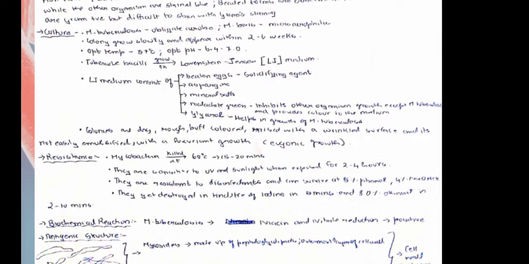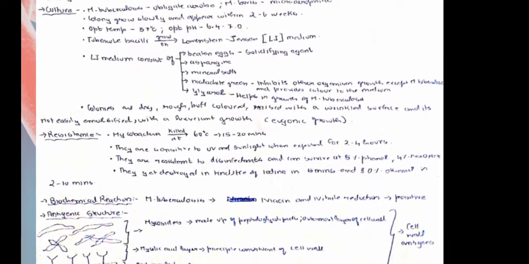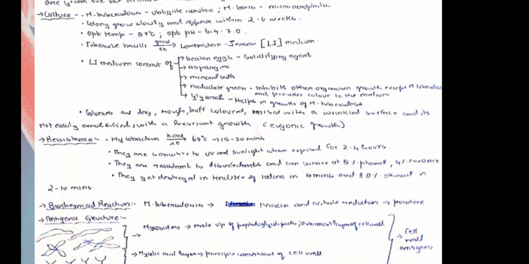The colonies are dry, rough, buff colored, and raised with a wrinkled surface, and not easily emulsified, with a luxuriant growth, that is, it's eugonic growth. Coming to the resistance, as each organism shows some amount of resistance, Mycobacteria are killed at 60 degrees Celsius in 15 to 20 minutes. They are sensitive to UV light and sunlight when exposed for approximately 2 to 4 hours. They are resistant to disinfectants and can survive in 5% phenol, 4% NaOH, etc. They get destroyed in tincture of iodine in 5 minutes and 80% ethanol in 2 to 10 minutes.